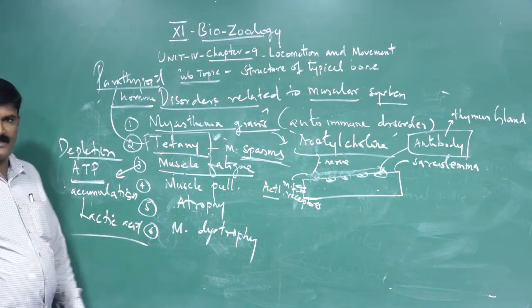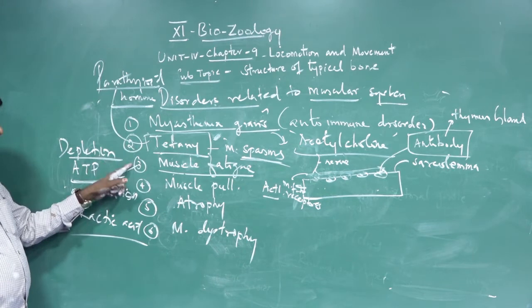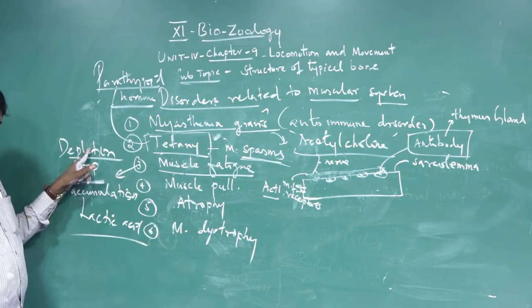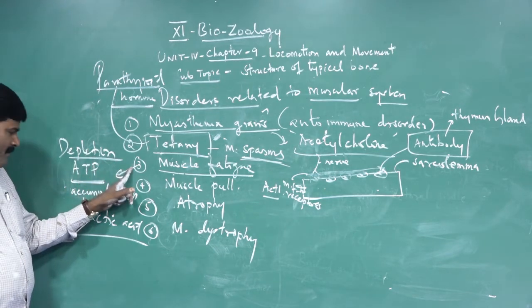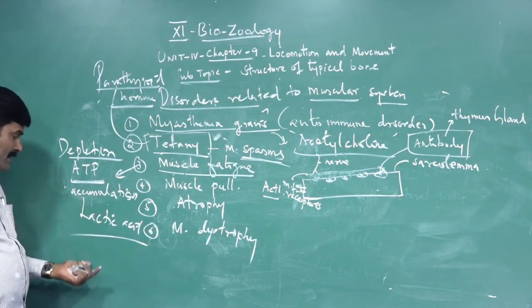Accumulation of lactic acid. Okay, listen here. One more question: how does muscle fatigue occur? Depletion means reducing the amount of ATP molecules, so it is not enough for further contraction or muscle working. And accumulation means deposition of lactic acid.